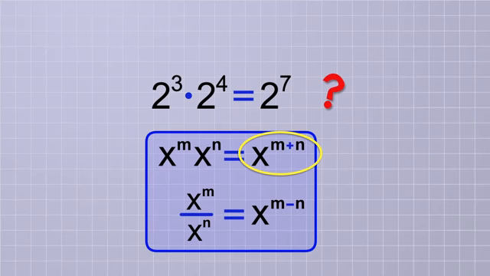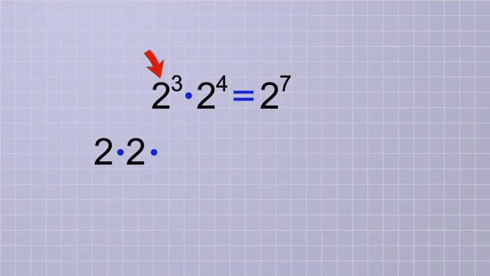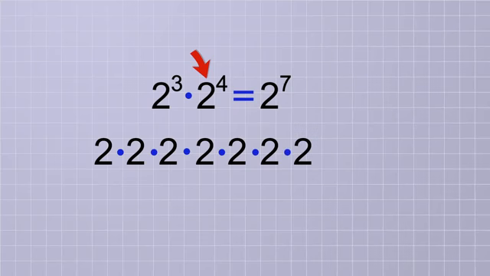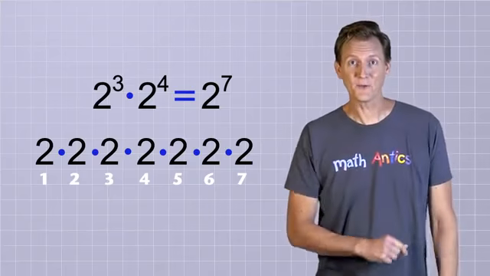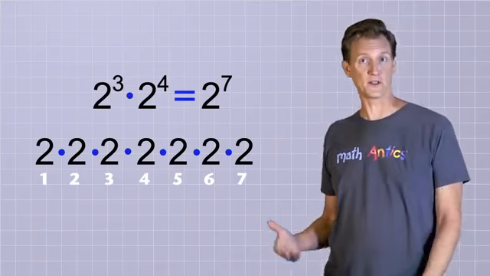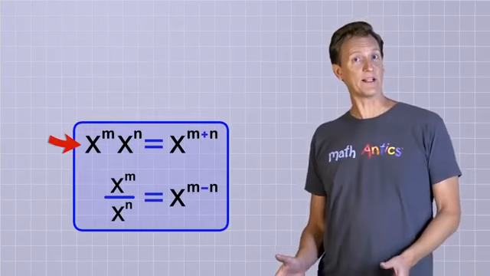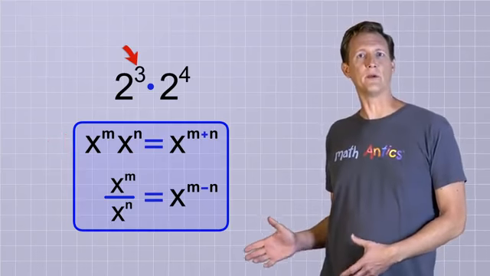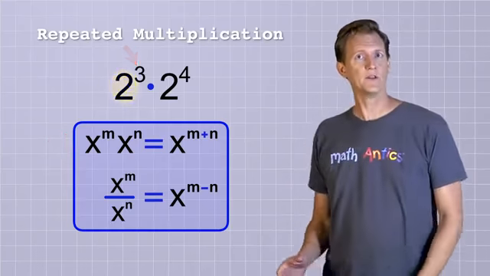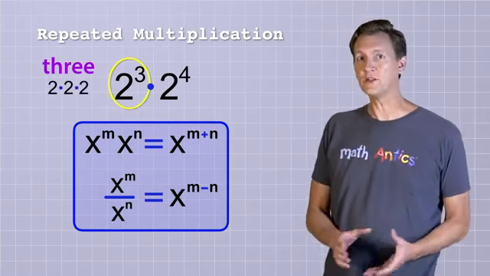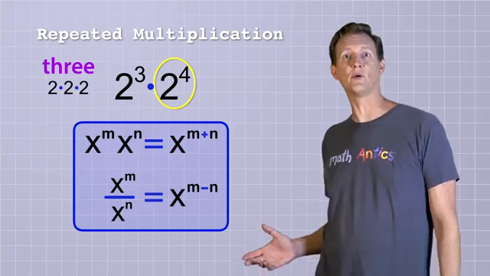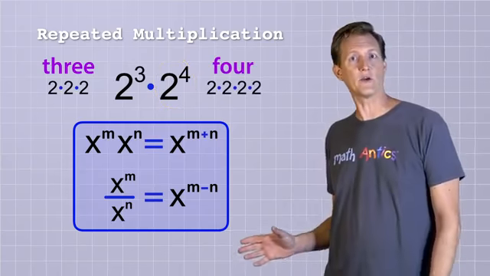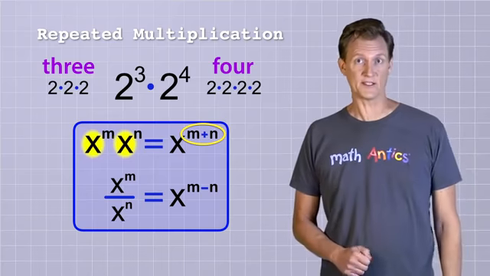Well, let's break it down and see. 2 to the 3rd is 2 times 2 times 2, and that's being multiplied by 2 to the 4th, which is 2 times 2 times 2 times 2. That's a lot of 2's being multiplied together, 7 2's to be exact. So that is what you'd get by just adding the exponents together, since 3 plus 4 equals 7. And this law makes total sense if you think about what an exponent really means. The exponent is telling you to do repeated multiplication of the base, right? So this first part is telling you to multiply 3 2's together, and the second part is telling you to multiply 4 2's together. So that's why you can add the exponents together if the base is the same.